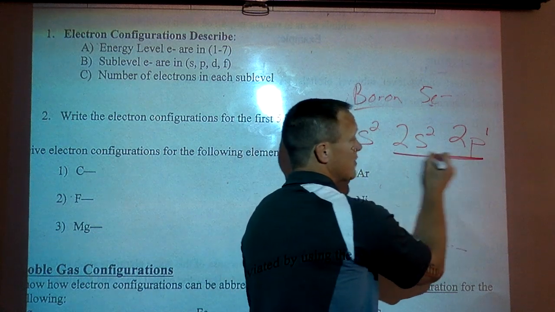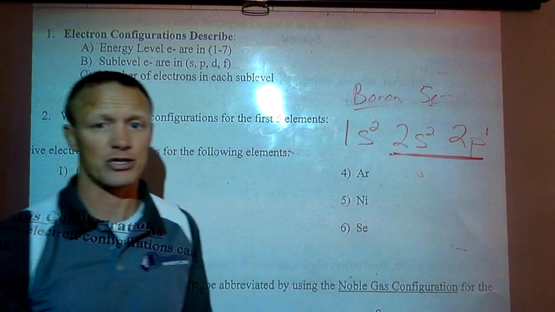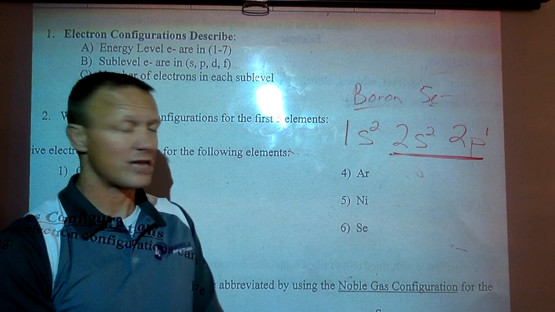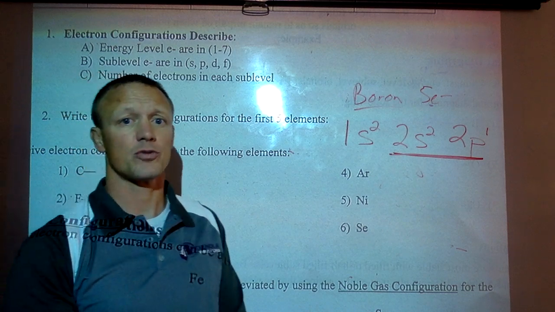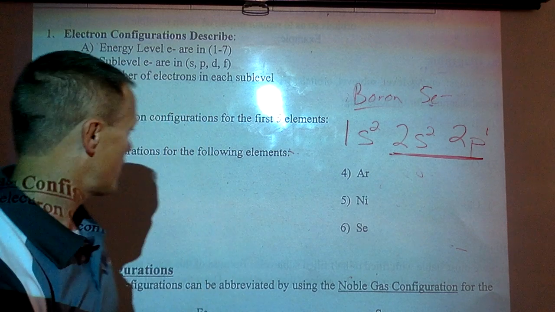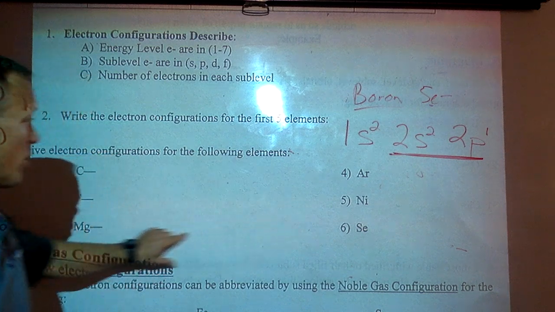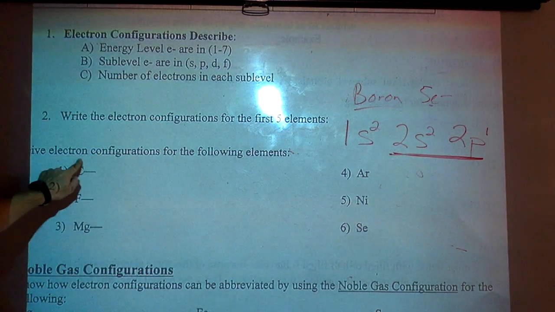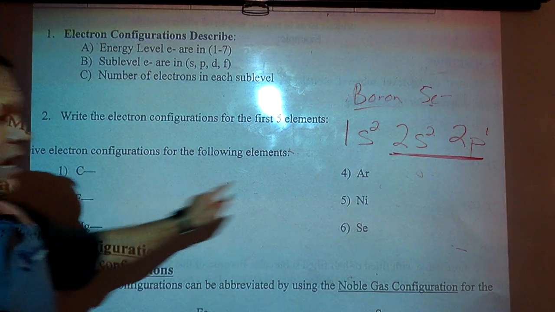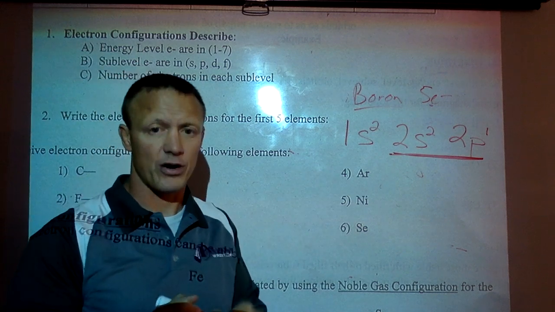These are considered its valence electrons because they're in the second energy level, its outermost energy level. So it's got 3 valence electrons. Those are the ones that are important for bonding. You're going to try and write configurations for probably these 3 right now, and argon. See if you can write electron configurations for those.